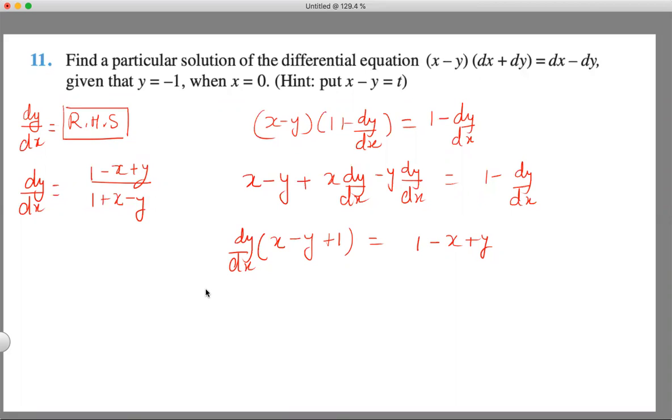Okay. Now, so it's not variable separable, right? It's quite clear that it is not variable separable. Is it homogeneous? Who will answer that? Is this a homogeneous differential equation?